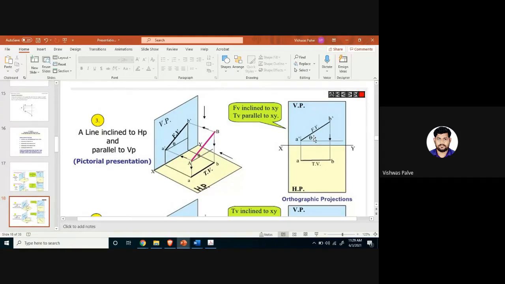I will ask the question next when we solve the problems. At that time I'll ask what the inclination with theta is. Here this theta inclination will remain the same. Okay, so this theta notation is very important. Any inclination with HP is denoted as theta.